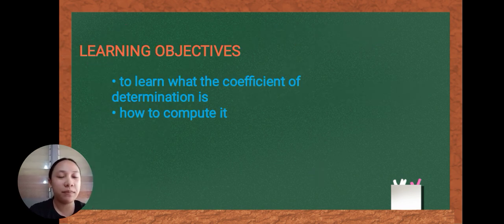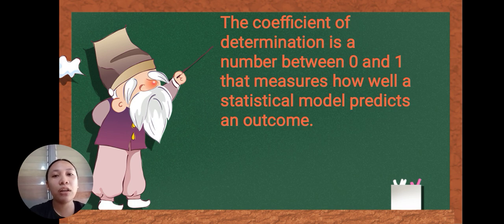Learning objectives. First, to learn what the coefficient of determination is. Second, how to compute it. The coefficient of determination is a number between 0 and 1 that measures how well a statistical model predicts an outcome.